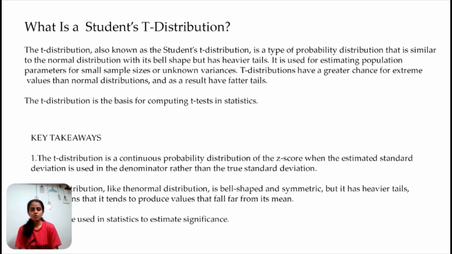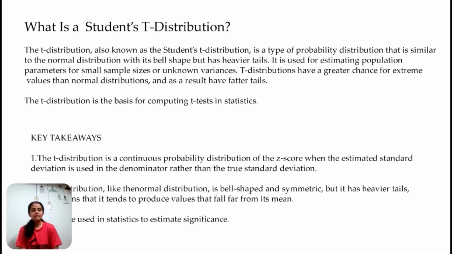The t distribution, also known as the student's t distribution, is a type of probability distribution that is similar to the normal distribution with its bell shape but has heavier tails. It is used for estimating population parameters for small sample sizes or unknown variances. T distributions have a greater chance for extreme values than normal distributions and as a result have fatter tails. The t distribution is the basis of computing t tests in statistics.